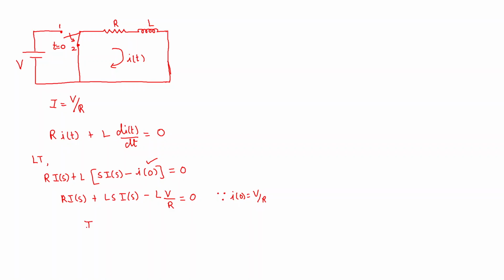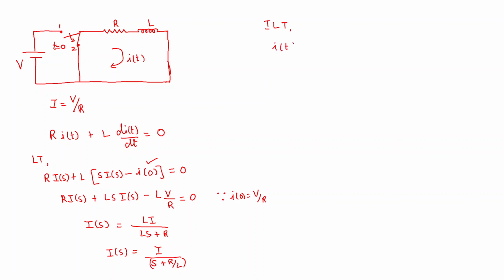Let me rearrange this expression to get I of s. I of s is equal to L into I divided by Ls plus R. So you get I of s is equal to I divided by s plus R by L. Now it is easy for the students to take the inverse Laplace transformation because there is only one denominator term. After applying the inverse Laplace transformation, you will get i of t.